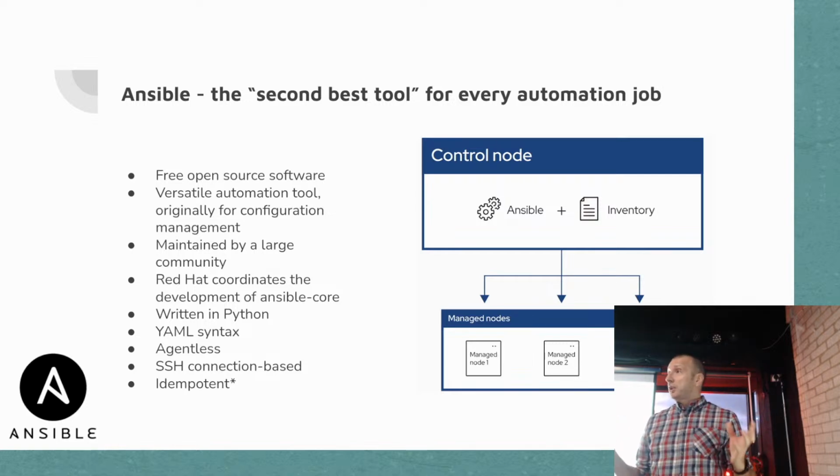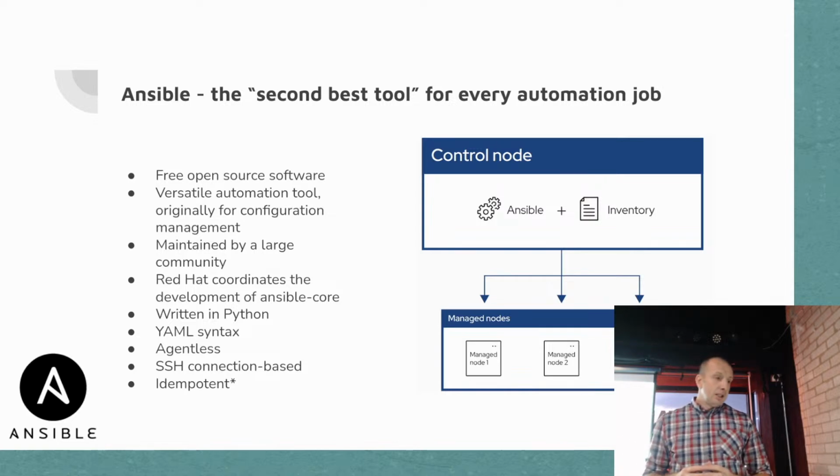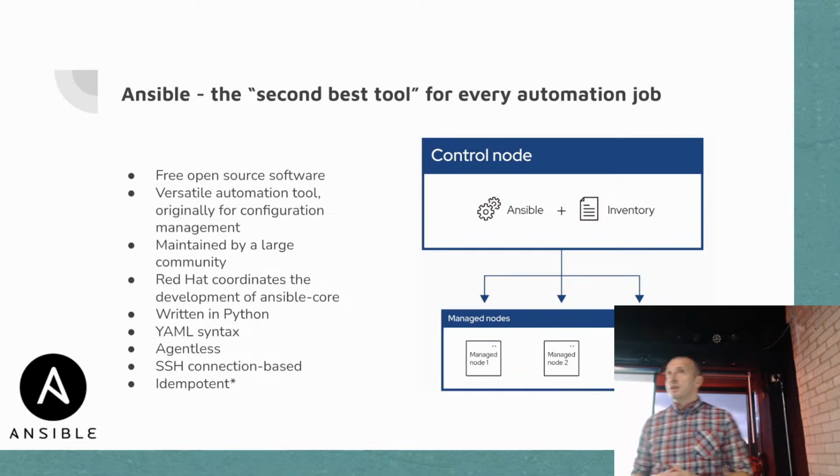As I mentioned, it's open source, maintained by a large community. The core, which is Ansible core and Ansible, the two parts of the program, is mainly maintained by Red Hat. Some maintainers are outside of Red Hat, but several engineers of Red Hat are paid basically for working on that. The software is written in Python with all its pluses and minuses, I would say. It uses a YAML syntax, generally referred to as Ansible YAML, but it's almost like pure YAML.